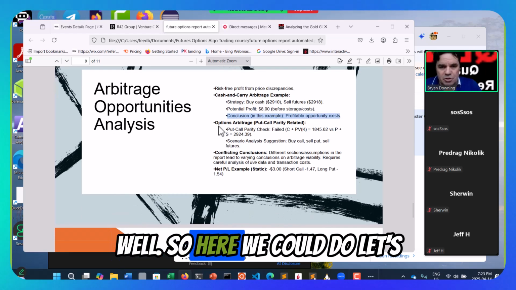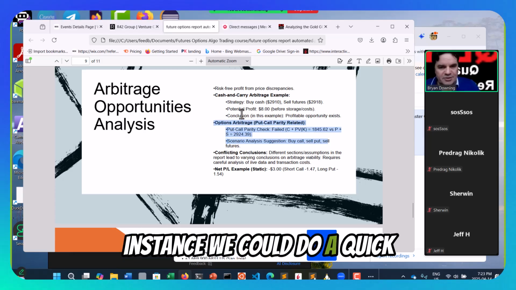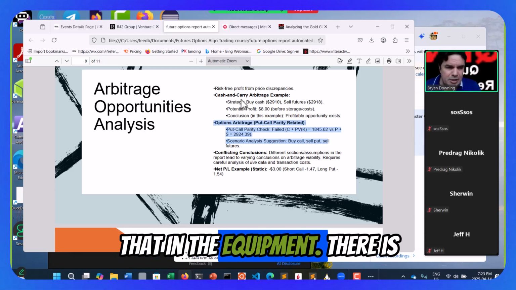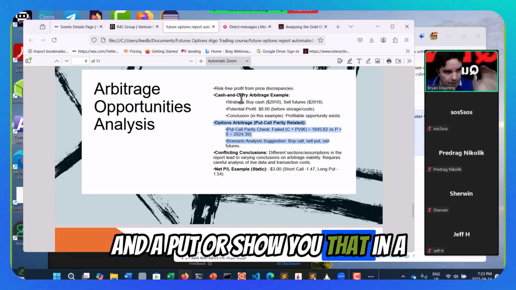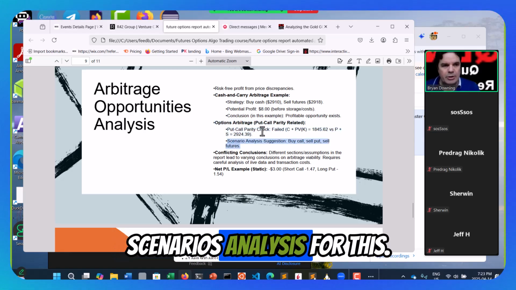So here we could do, let's say, options arbitrage. For instance, we could do a put-call parity and do a check on that in the equilibrium. There is an equilibrium between a call and a put. I'll show you that in a chart. And again, we can do all these different types of scenario analysis for this.